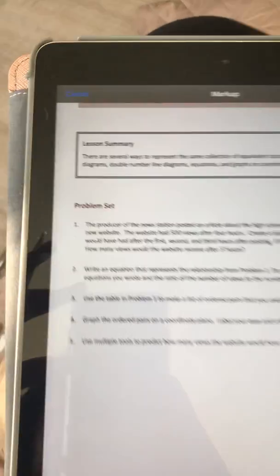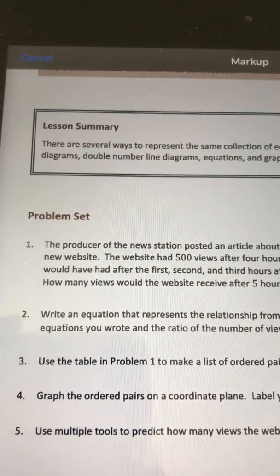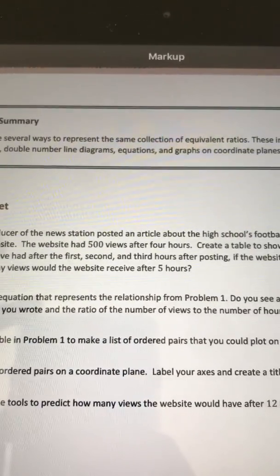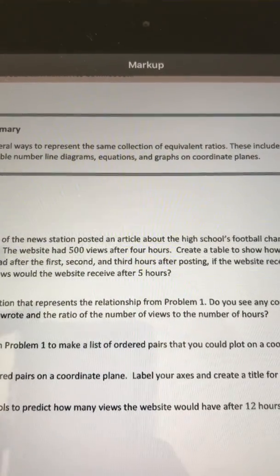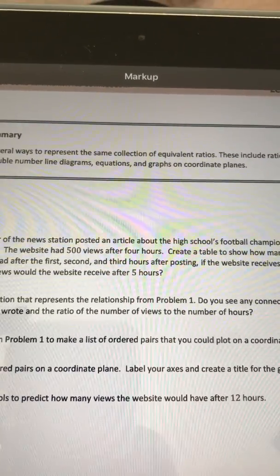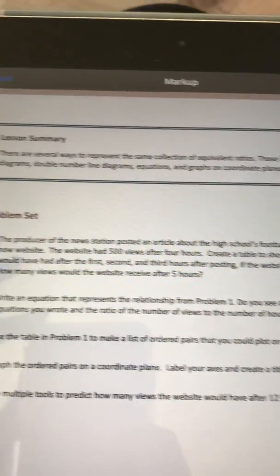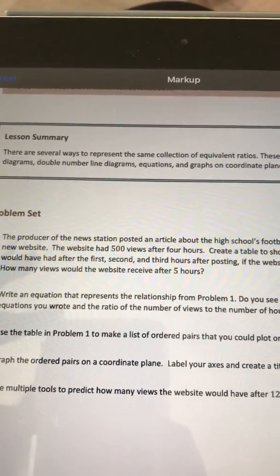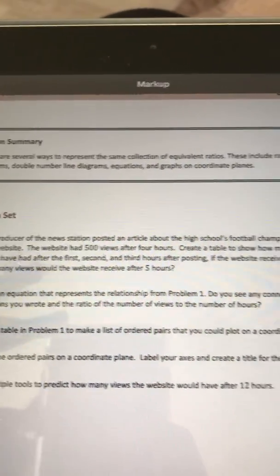So let's first read the lesson summary. I think that's the most important part. It says, there are several ways to represent the same collection of equivalent ratios. Equivalent ratios are ratios that look different but have the same value. So it's saying there's more than one way to represent equivalent ratios. Okay, so let's check this out.